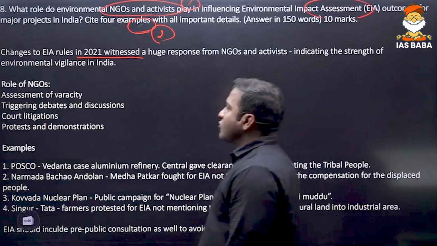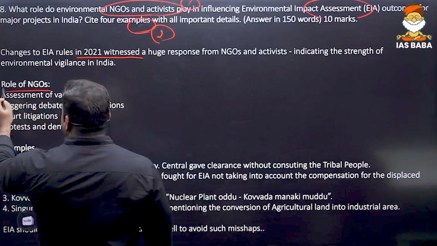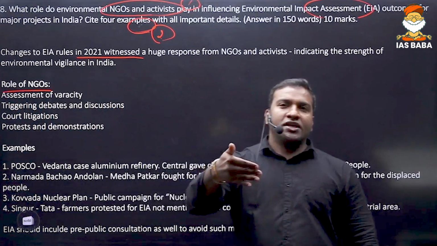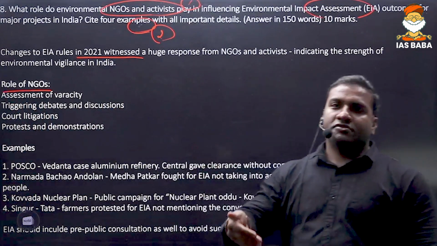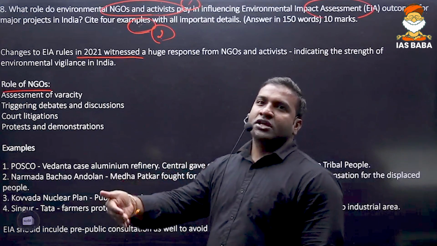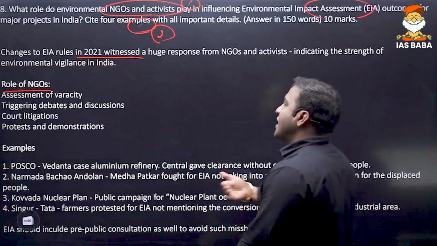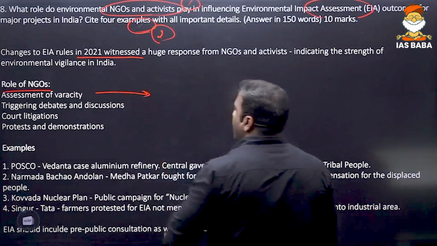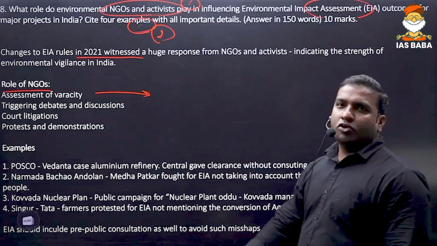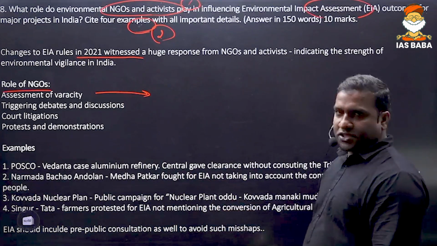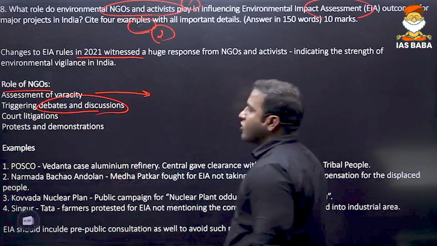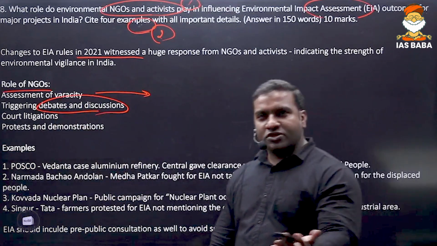And now, role of NGOs. Say, what role do they play? Assessment of veracity. To what extent the EIA is genuine? So to what extent it is authentic? Are they actually showing the damages that might happen to the environment in future? Are they giving any compensation? What about the indigenous people? What about the placement of displaced? Likewise. Then triggering debates and discussion. Yes, overall media activism, all those comes into picture.